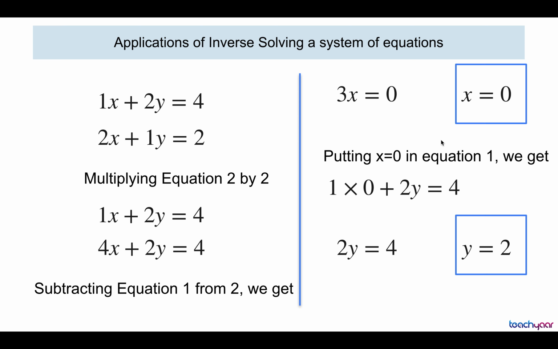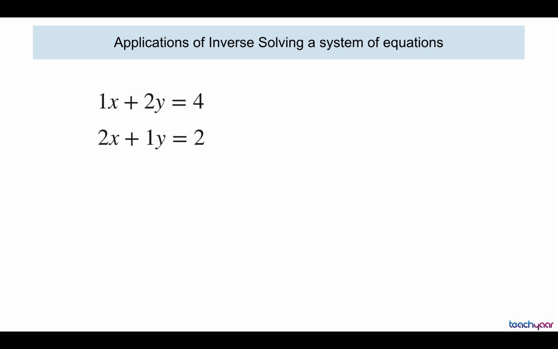So you found out that x is equal to 0 and y is equal to 2. This is a very simple way to solve a 2 by 2 system of equations. Now we're going to take the same system and see what you can do using basic ideas of matrices that we've seen in some different videos on this topic.